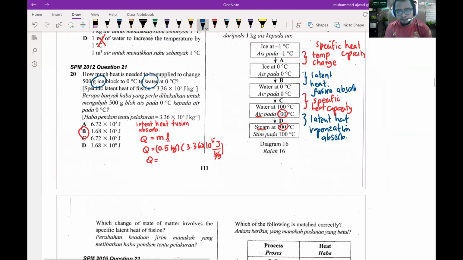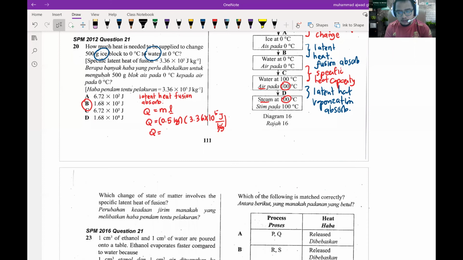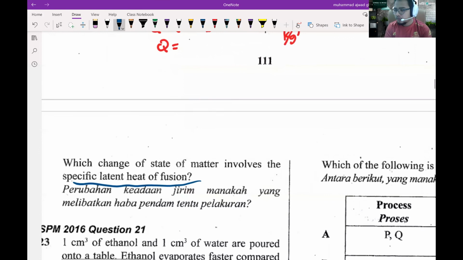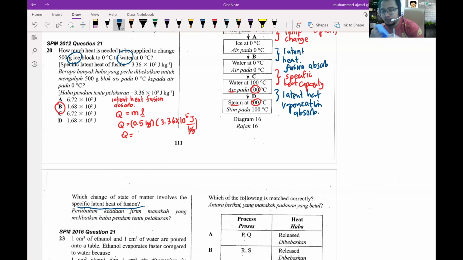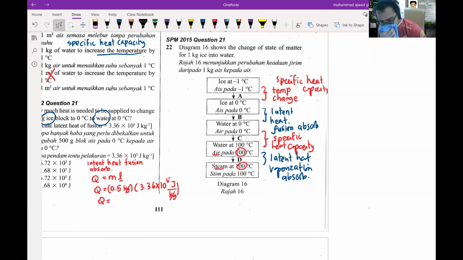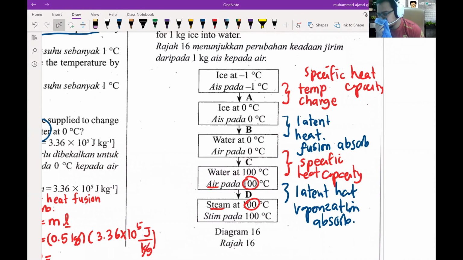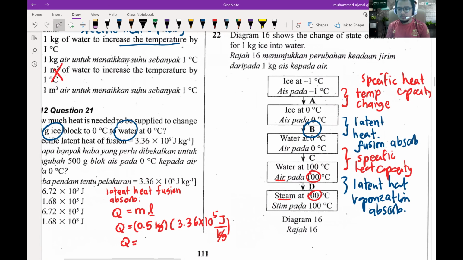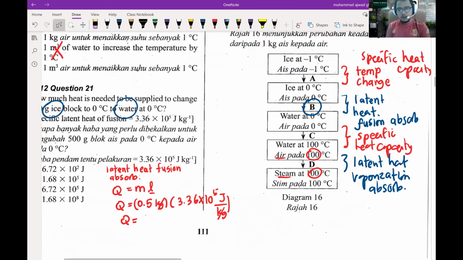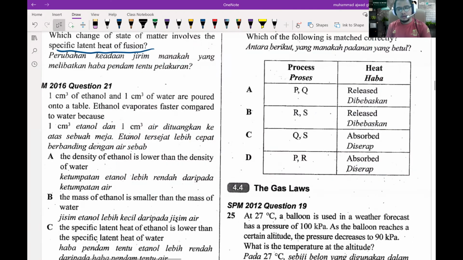Alright, so question is, which change of state of matter involves specific latent heat of fusion? So dekat mana specific latent heat of fusion? So based on the question, specific latent heat of fusion, the answer is B. Okay. Dapat tak? Dapat. Okay. So I think it's easier lah for you untuk ni. Okay, next one.